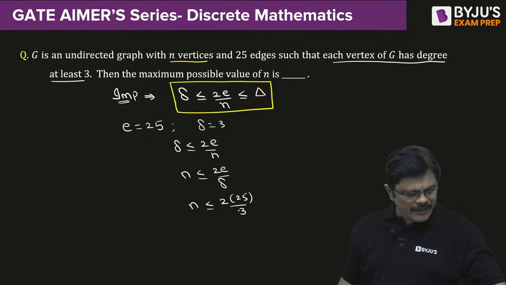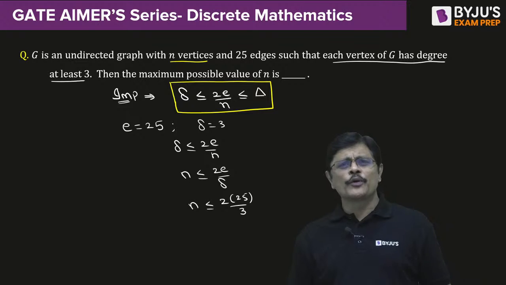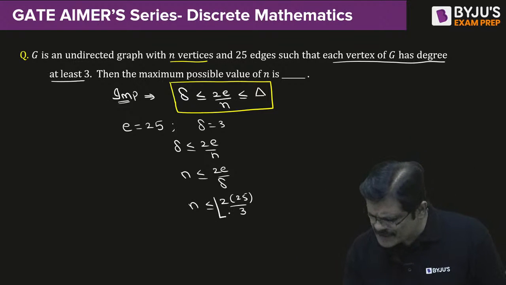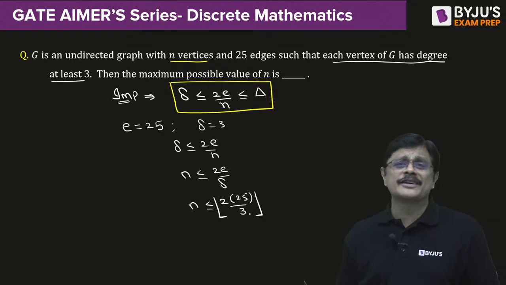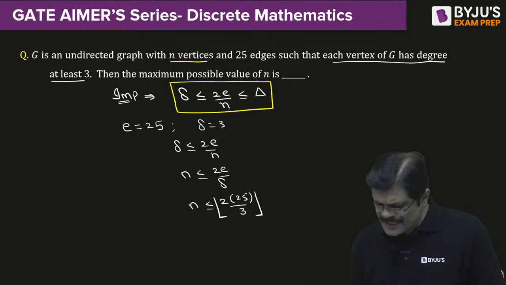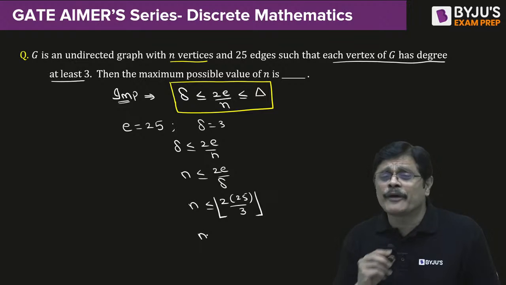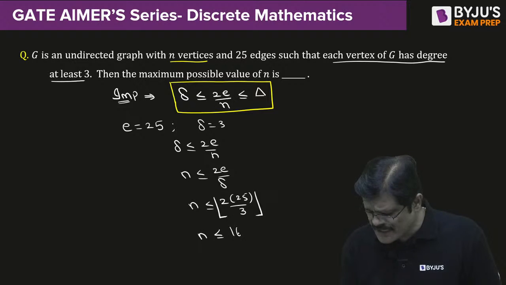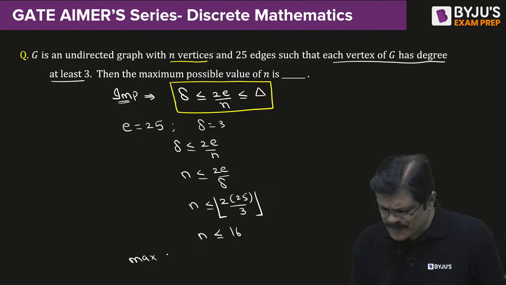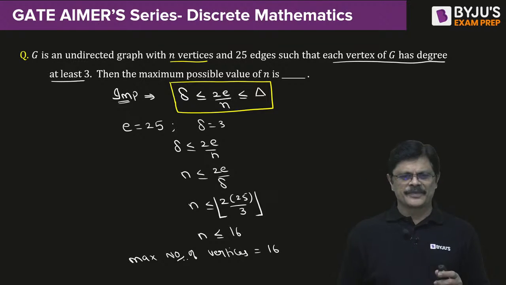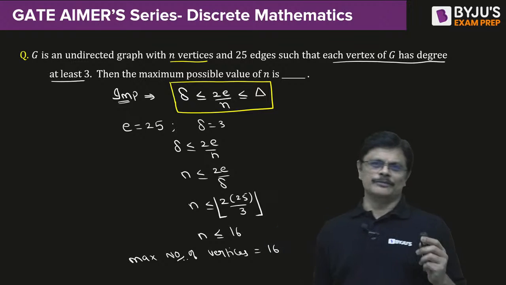Whenever you are looking for an integer value less than or equal to something, you should always take the floor of it, my dear friend. So what is the answer, sir? It is 50 by 3, 16 point something, because you are looking for an integer value. 16 is the answer. So what should be the maximum number of vertices in this particular graph, sir? It should be 16. Very good, sir.